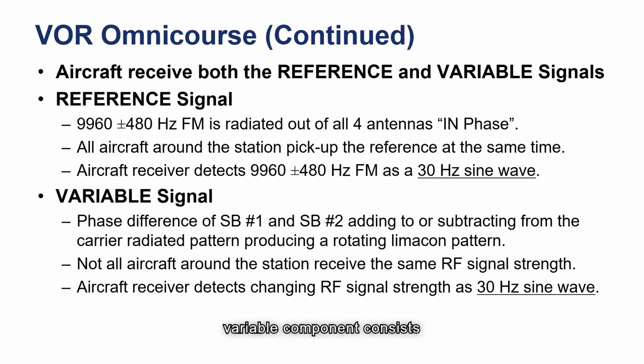The variable component consists of a phase difference of the sideband 1 and sideband 2 adding to or subtracting from the carrier radiated pattern, producing a rotating Limacon pattern, as we'll later see. Not all aircraft around the station receive the same RF signal strength. Aircraft's receiver detects a changing RF signal strength as also a 30 Hz sine wave.